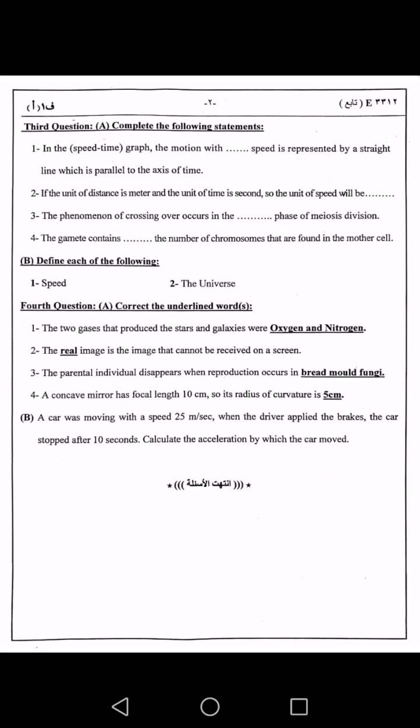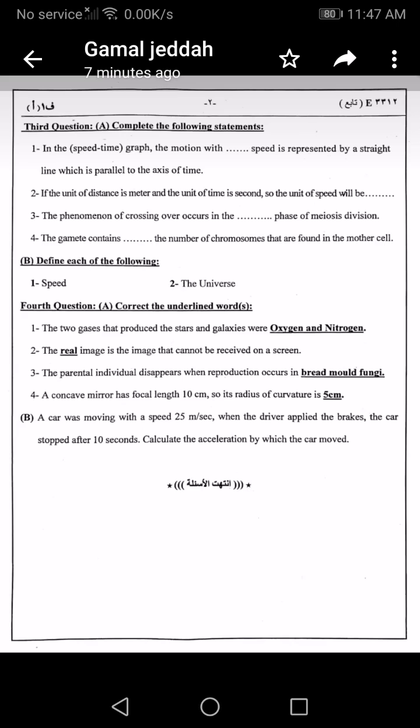So the rule here: a, or acceleration, equals V2 minus V1 divided by t. V2 which is 0 minus V1 which is 25, divided by 10. So the result will be negative 2.5 meters per second squared. This means the car is moving by negative acceleration or deceleration, 2.5 meters per second squared.